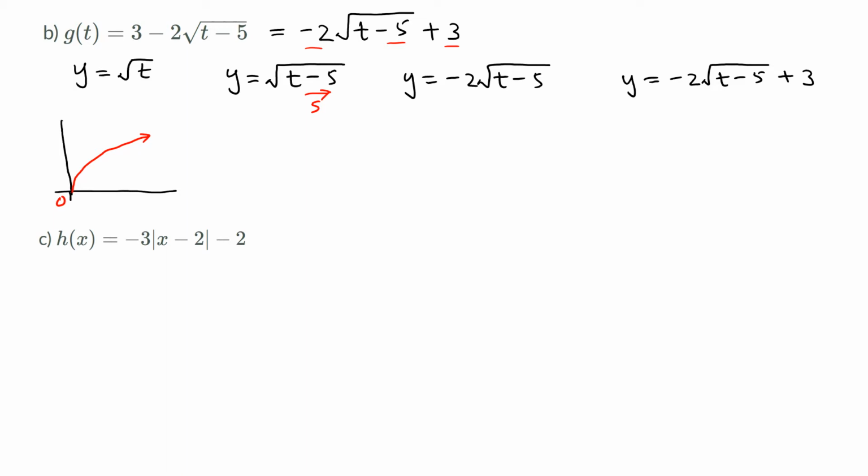So that means it's inside the function, that means a horizontal change. So it's going to change horizontally 5 units. So that means the new graph is going to start at 5 now. So it's going to go there and go like that. So let's start at 5. So that's the only difference.